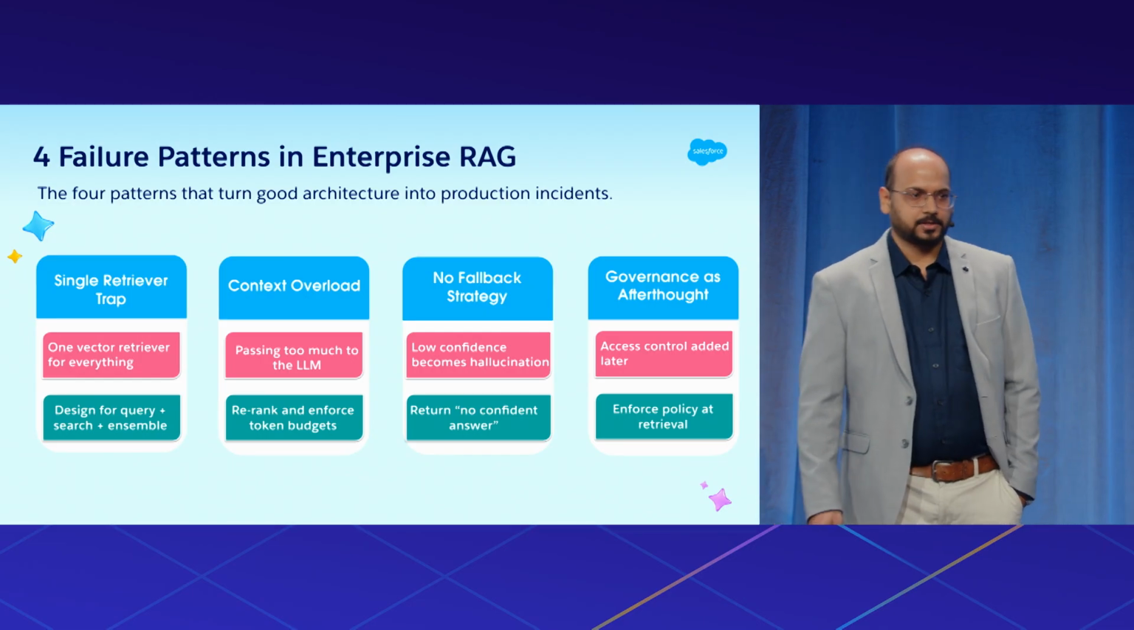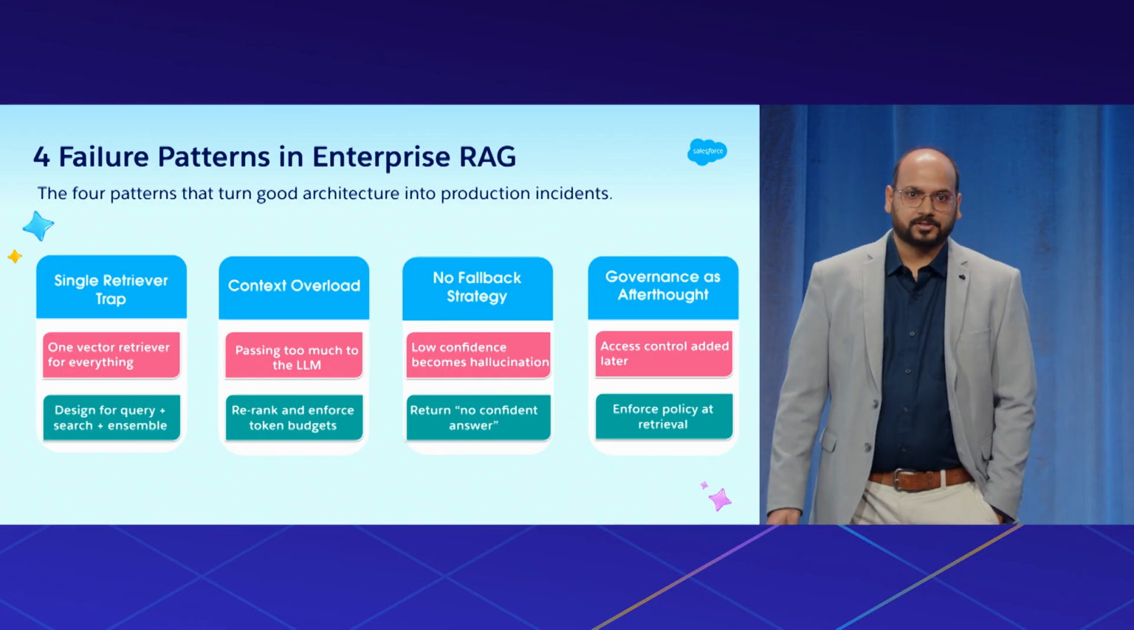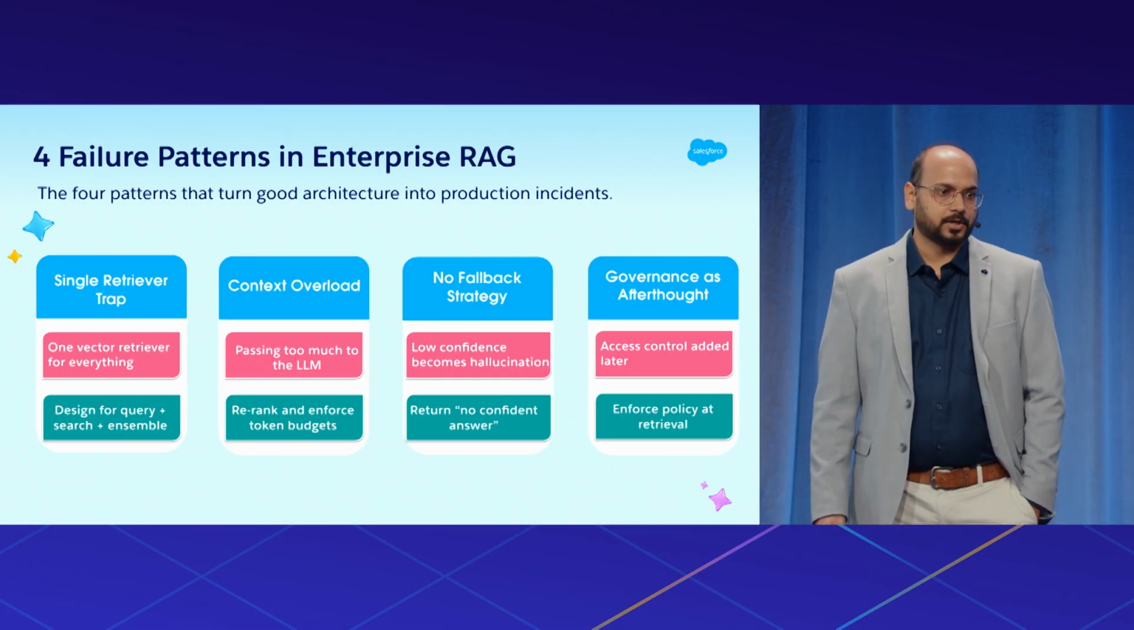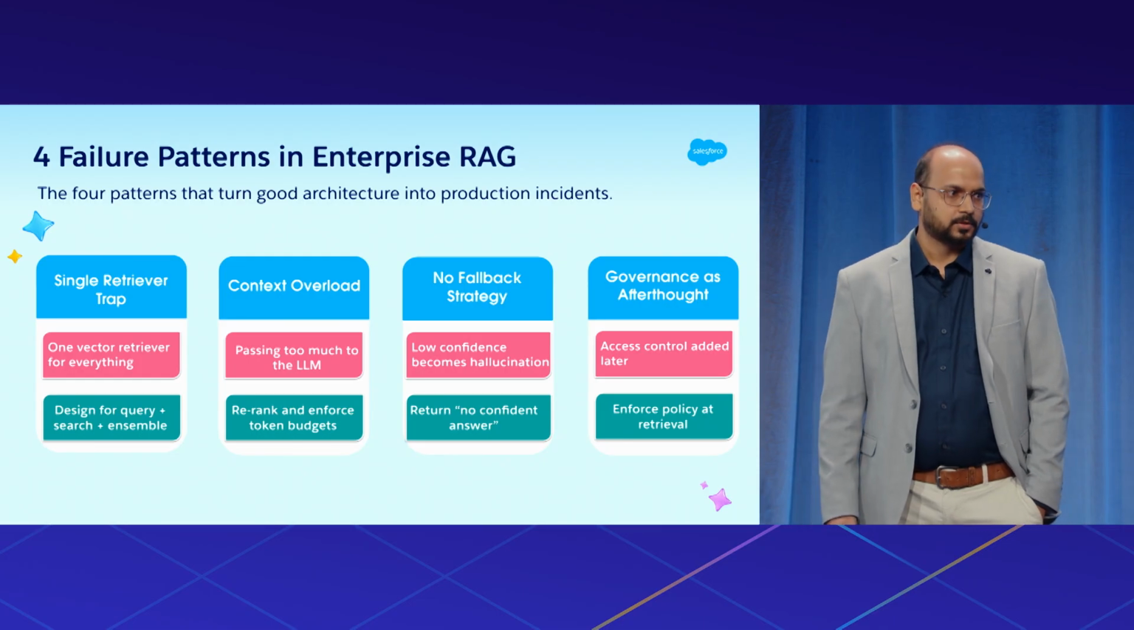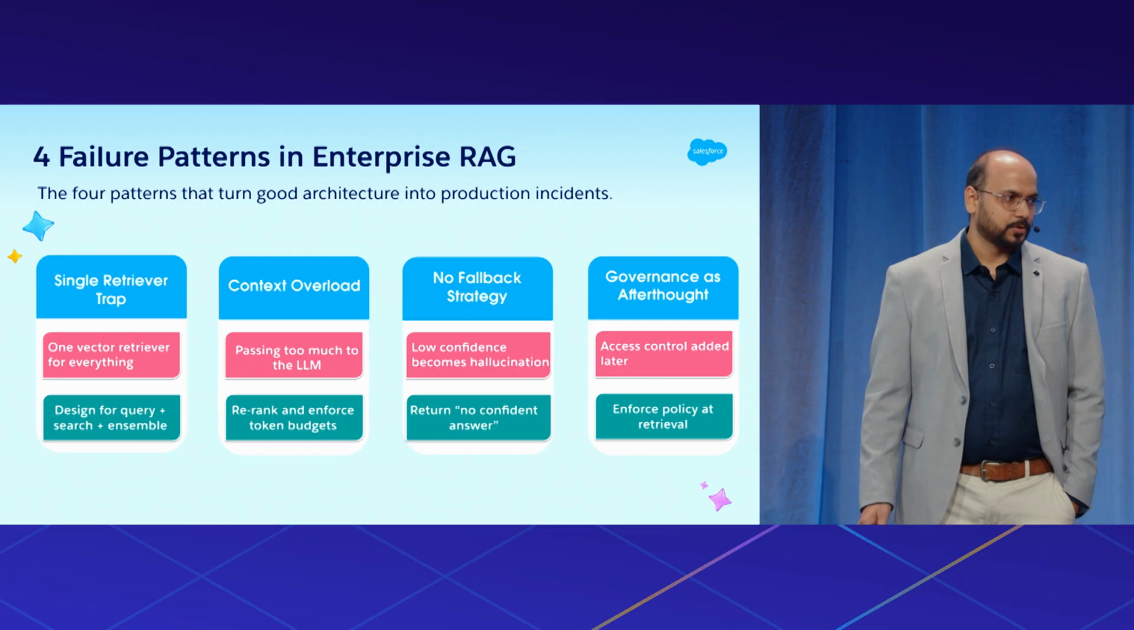No fallback strategy. An answer which says, I do not have an answer to your question, is far better than a hallucinated or confused answer. You should always have a human in the loop if your agent is not able to retrieve the information from the system.